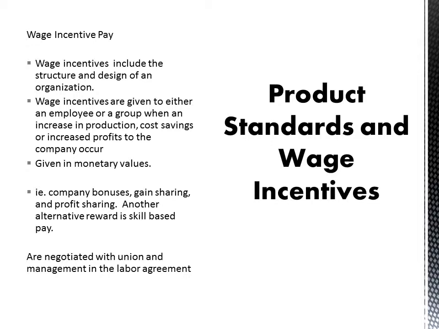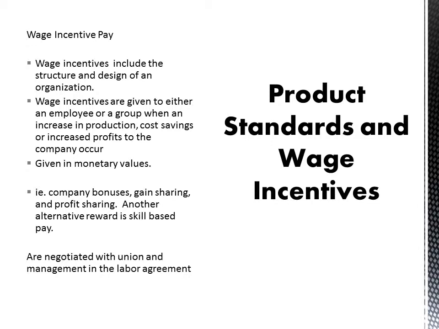Product standards and wage incentives. Product standards, time studies, and wage incentive pay are negotiated with union and management in the labor agreement that covers wage-related issues. Analysis conducted through time studies determines the job of an employee by time and motion. Production standards are rated based on these studies, which will also determine the wage incentives for individuals or groups of employees. Wage incentives, when negotiated, also include the structure and design of an organization.